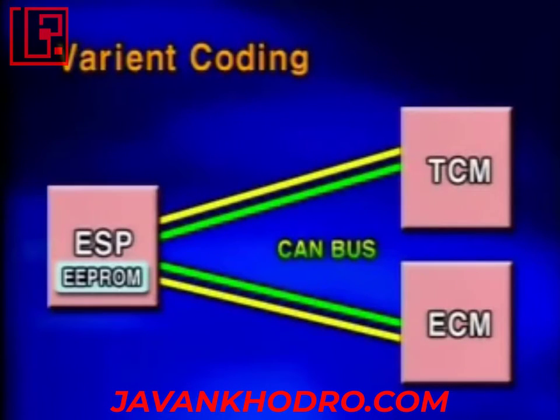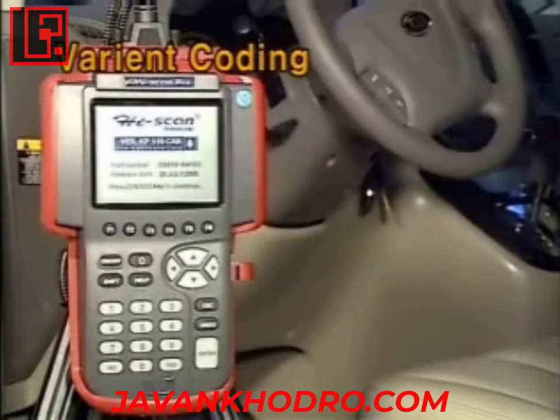Based on the specification of vehicle received by ESP-ECM through the CAN communication, the sorted code value is stored in the ESP-ECM memory. This is the variant coding. The method for variant coding is as follows.